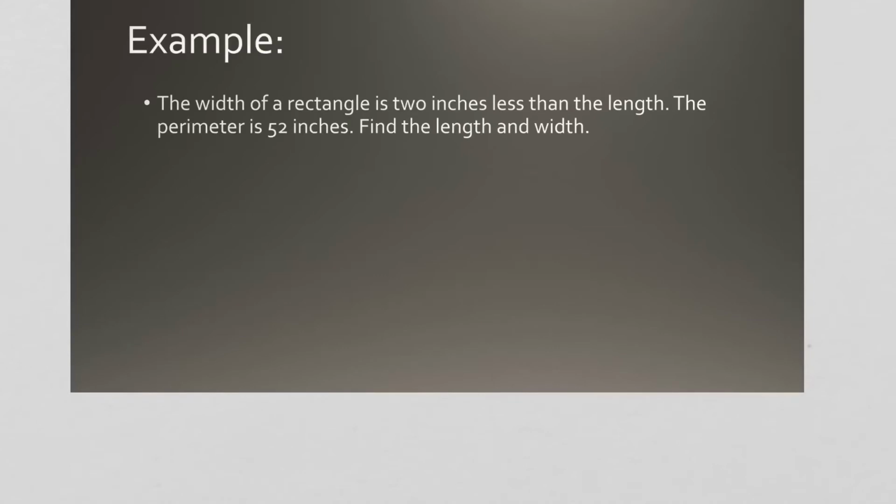Okay, so for this problem, it says the width of a rectangle is 2 inches less than the length. So we have a rectangle, and it says that the width is 2 inches less than the length. So I would have L minus 2. Okay, and that means that this side is also L minus 2. This side is just L, and this side is just L.